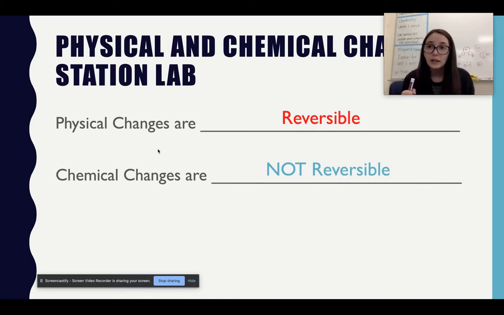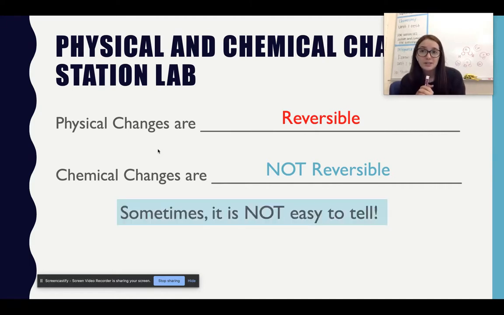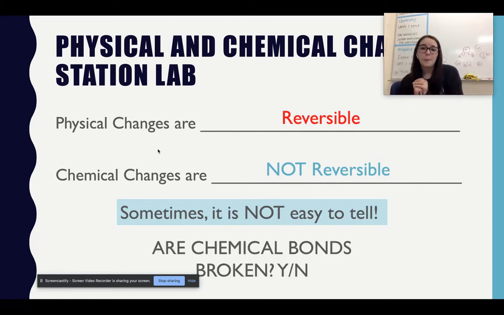So once I do it, there's no going back. Now, these are sometimes difficult to tell because you really need to understand them at a molecular level, which can be a little bit difficult, especially in the beginning, which is why we're going to go through the stations. But what is important to know is when chemical bonds are broken, because that's really going to help you. That's your good question to know, because if a chemical change occurs, it means chemical bonds are broken.